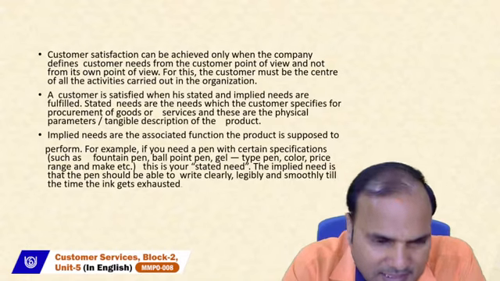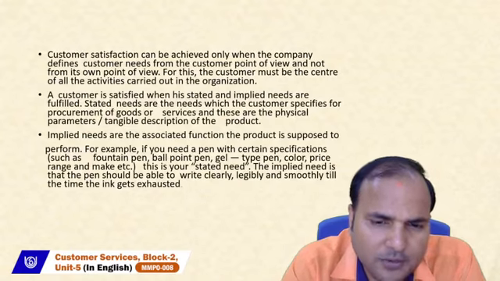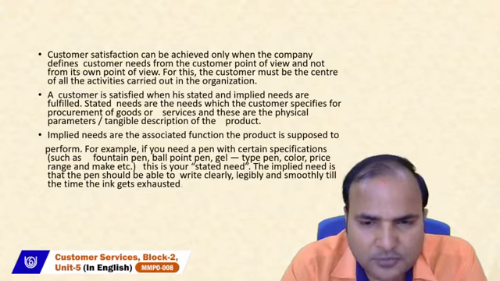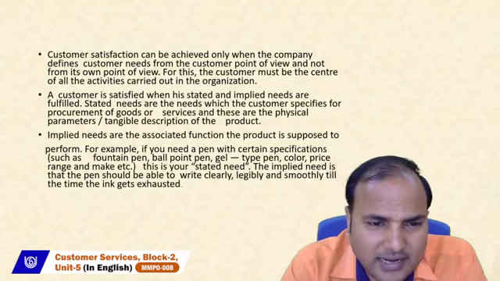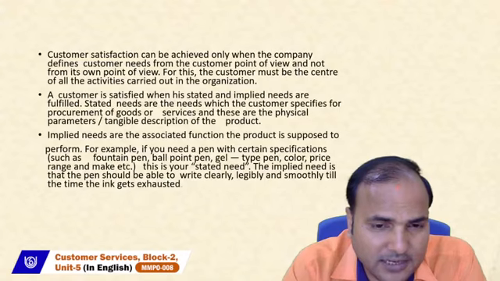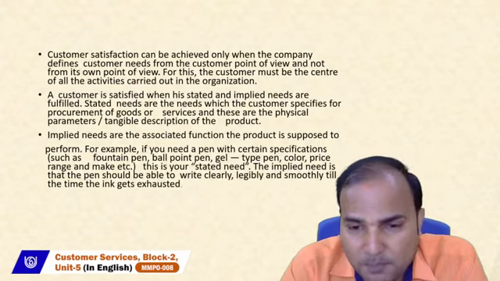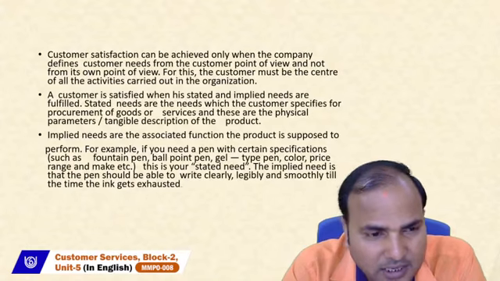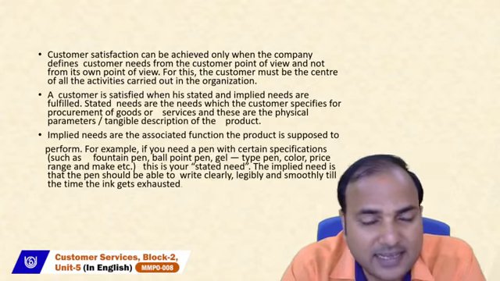That this type of pen, this red color pen, or this blue color pen, or the pen which the value will be 20 rupees or 50 rupees, or you can say the range of the pen that will be from 20 to 30, etc. All are specific. You are mentioning in a specific direction. So it is known as your stated need. And the implied need is that the pen should be able to write clearly, legibly, and smoothly till the time the ink gets exhausted. In the same example, you can say it is the implied need. Clear?